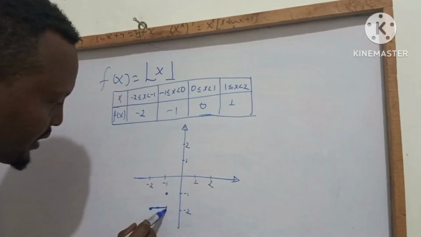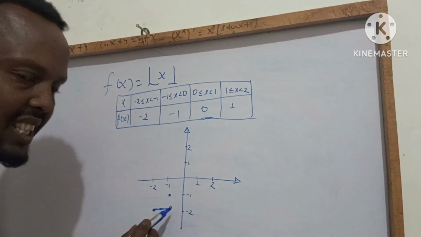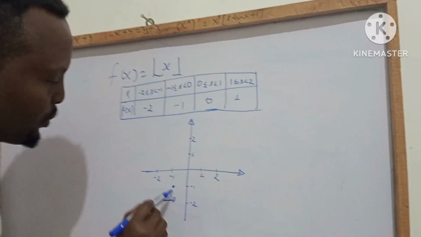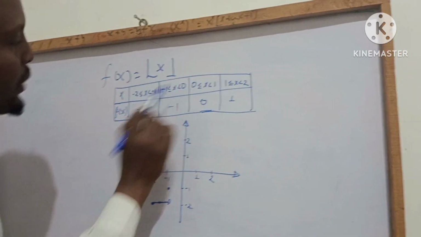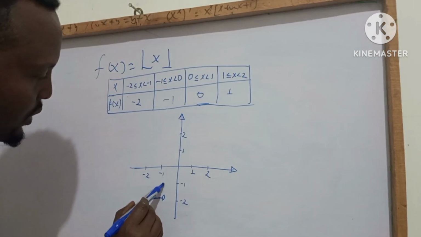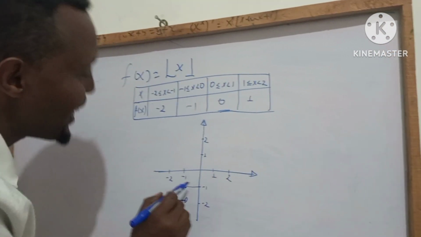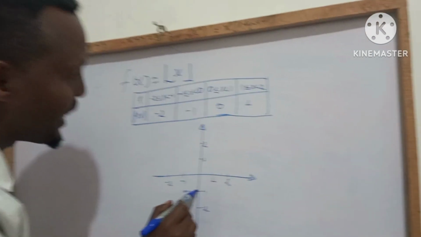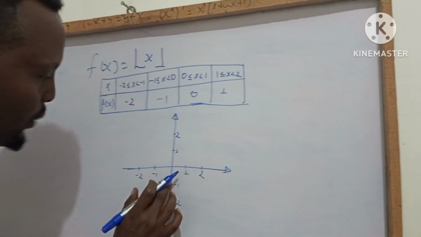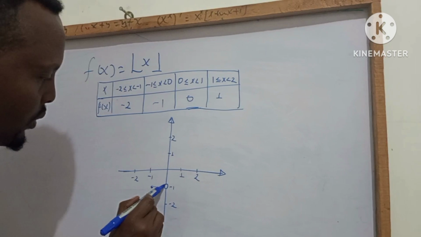Not here. So we make this part a hole. From negative 1 to 0, the value is negative 1. So till here, it is negative 1. And when x is 0, it is 0, not negative 1. So we have to make this one a hole.